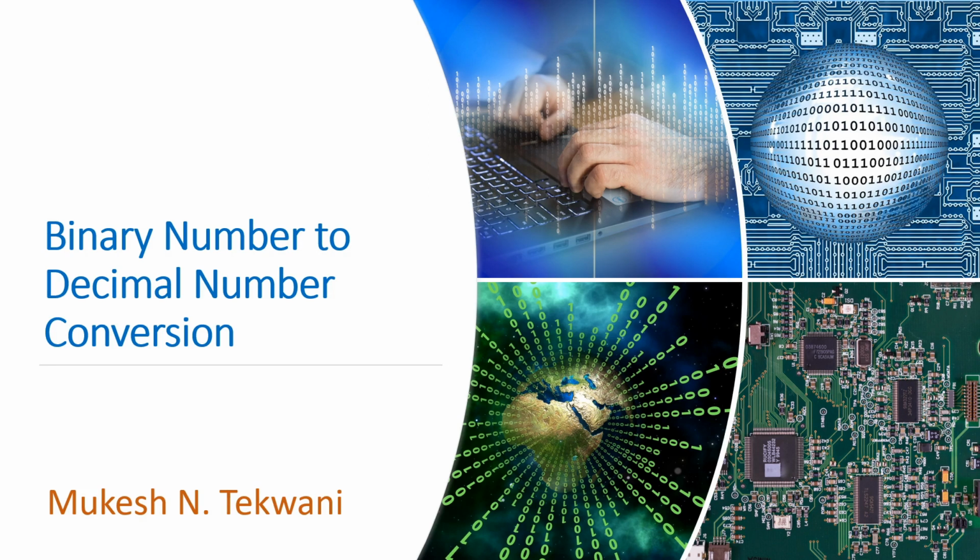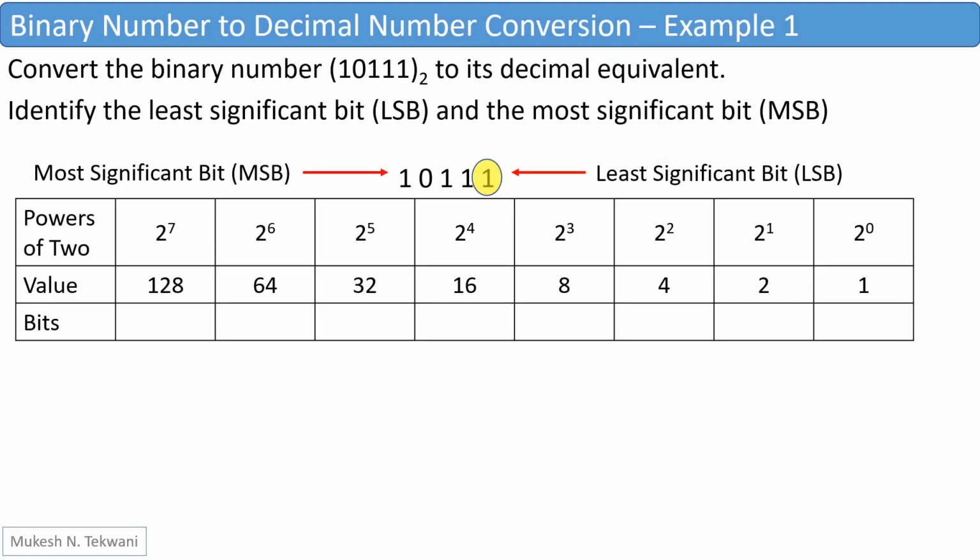In this video lecture, we will see how to convert a binary number to its decimal equivalent. Let us take the first example in which we have to convert the number 10111 from binary to its decimal equivalent.